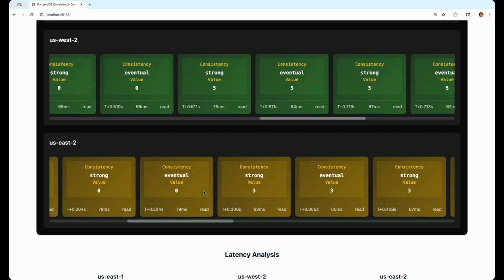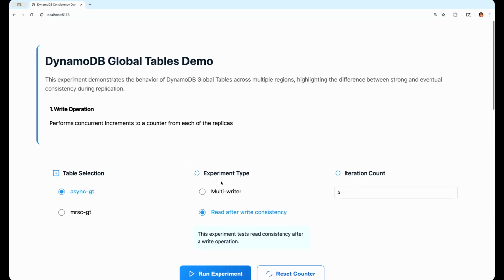But one of the key things to notice here is the latency. The latency of the strongly consistent and eventually consistent reads is very low. I'm running this on my laptop, from Vegas, so it's about 80 milliseconds to all the regions. But both the reads are really fast because they're talking locally to the region, and they're not using strongly consistent reads for MRSC global tables.